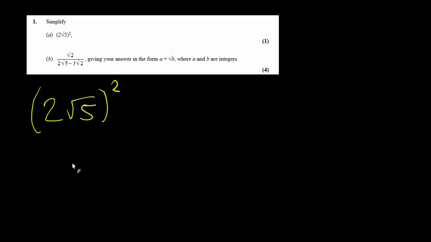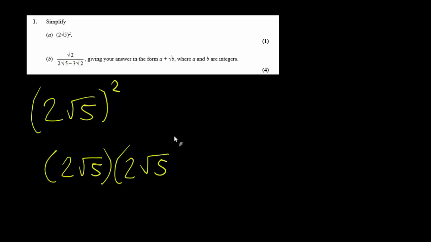Okay, so if we write out what this actually means, it's going to be 2 root 5 multiplied by 2 root 5. So we just have to times the two brackets together, but I think it's helpful here to write that out fully, where it's really 2 times root 5 times 2, and then that's also times root 5.